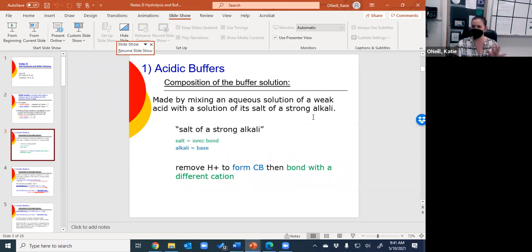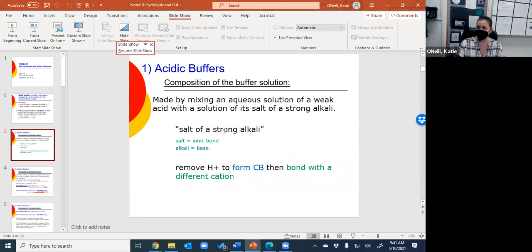So that sounds really kind of complicated. What that means, the salt of a strong alkali, remember alkali means base. So alkali means base. And salt is not NaCl. Salt refers to anything with an ionic bond. Hopefully that's not new news.